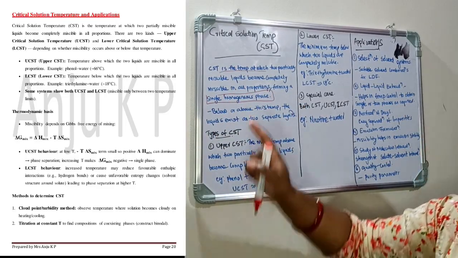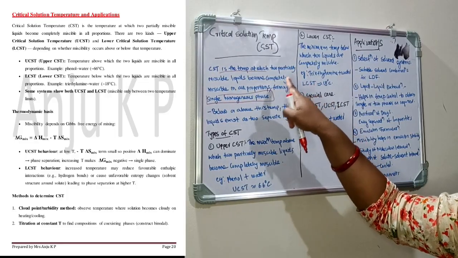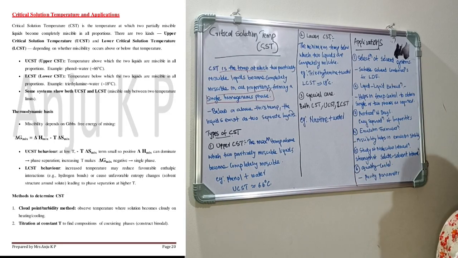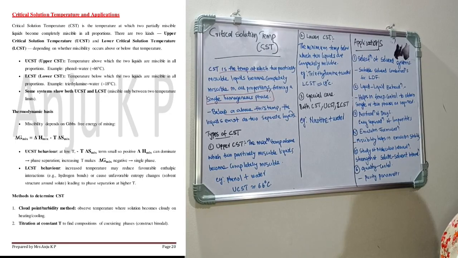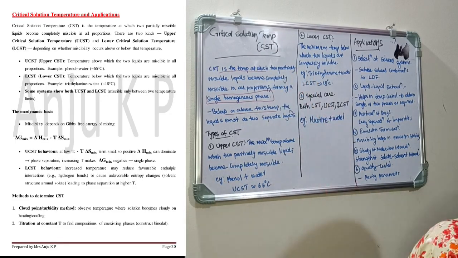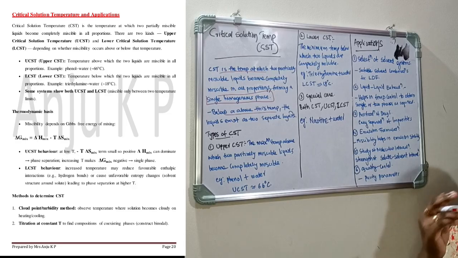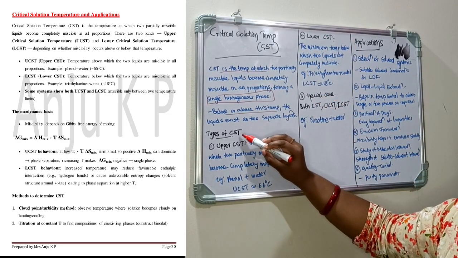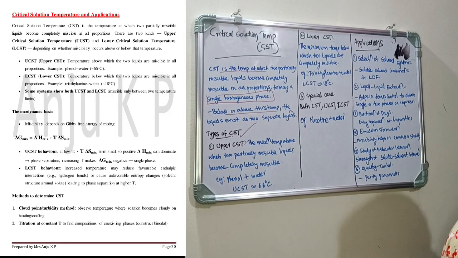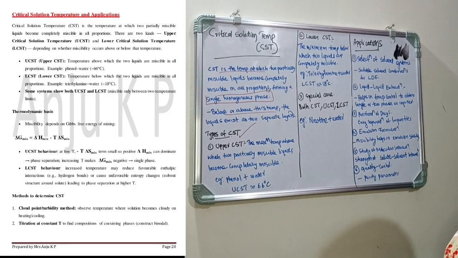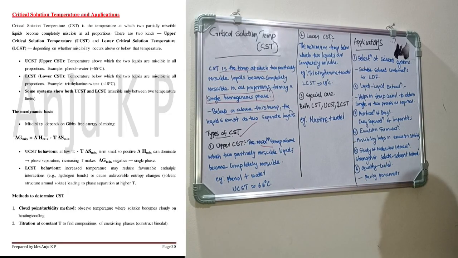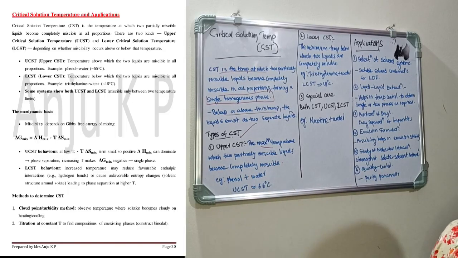So what is CST? The temperature at which two partially miscible liquids become completely miscible in all proportions and form a single layer. Below or above this temperature, the liquid exists as two separate layers. Based on the temperature criteria, it is classified into three types. One is the upper critical solution temperature, upper CST. Upper CST means the maximum temperature above which two partially miscible liquids become completely miscible.